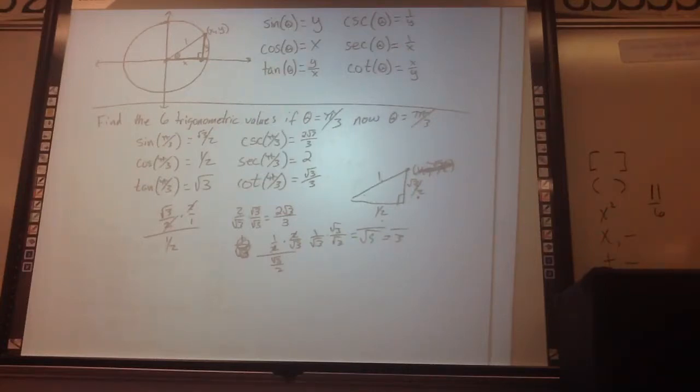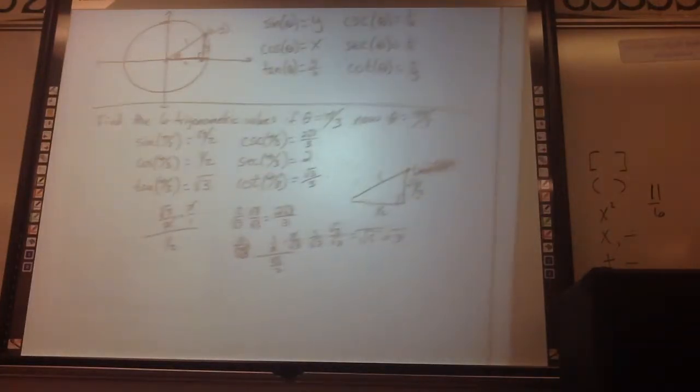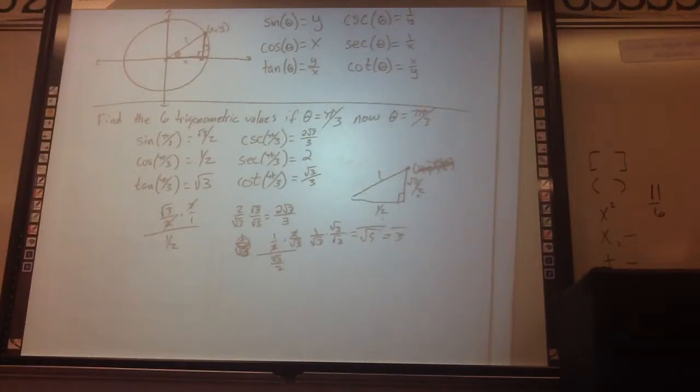7 pi over 3? That's not right. You have 7 pi over 4. Where's 7 pi over 3? Why would you use that one? You just tell us, I'm not here to figure out your games. This is pre-calc, sorry.